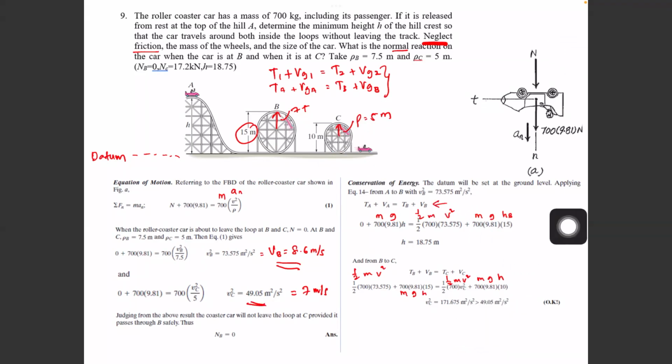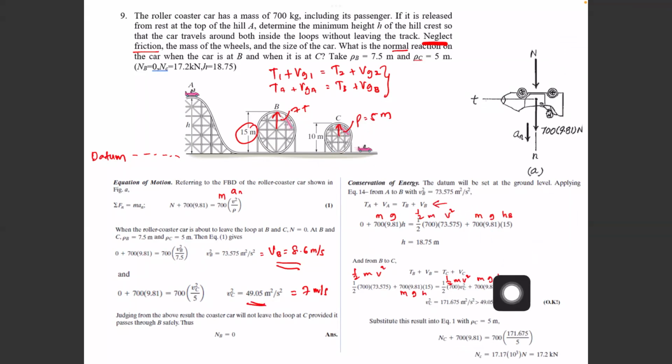Alright, so substitute the result into equation 1 with rho C equal to 5 meter. So use this equation again, plug in again, VC is 171, right? So you get NC, or normal force, is equal to 17.2 kilo Newton. Okay, so we cannot assume NC is equal to 0. NB equal to 0 is okay. Okay, at least it's larger than 0.